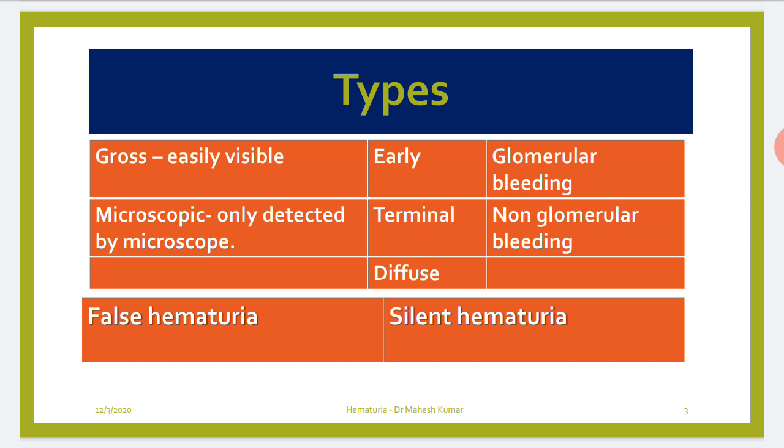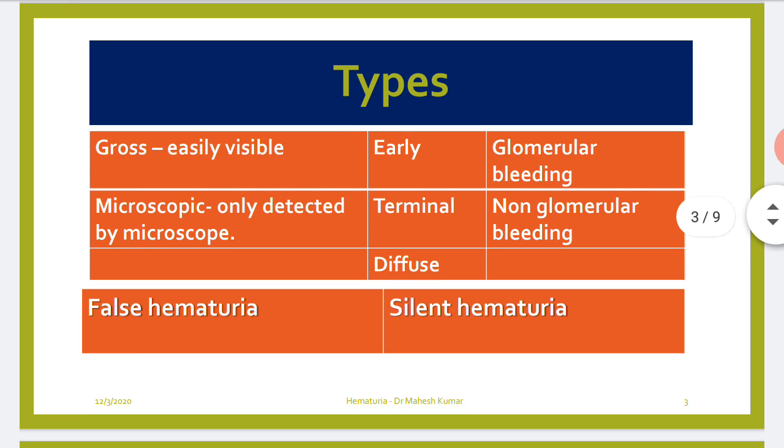Another classification is false hematuria or silent hematuria. False hematuria is discoloration of urine from pigments such as food coloring and myoglobin, and sometimes confusion with hematuria, like a patient taking rifampicin, where orange-red colored urine is seen, which is not actually hematuria. Silent hematuria occurs due to tumors of the kidney or bladder unless proved otherwise.